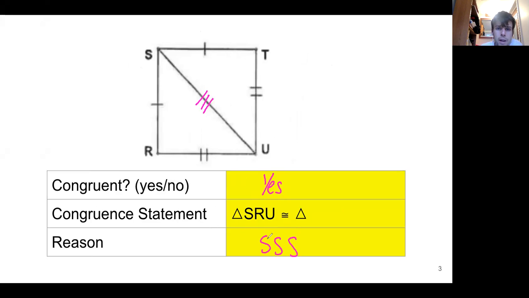And then we want to go ahead and name our second triangle. So we have triangle SRU. SR would correspond with ST in the other one. So this is going to be STU for this other triangle. And that's it. That's all we got to do. We're going to go ahead and go through these next few pretty quick.